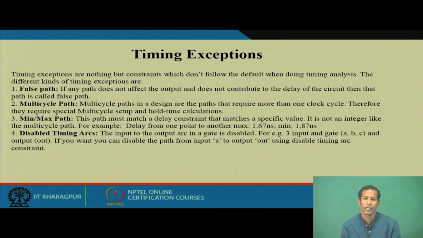Then there are timing exceptions. What are those timing exceptions? These timing exceptions are the false path, the multi-cycle path, the minimum or maximum path, or if you are having a combinational loop. So, how can you compute the timing analysis of a combinational loop, if you are running the circuit in a combinational loop?